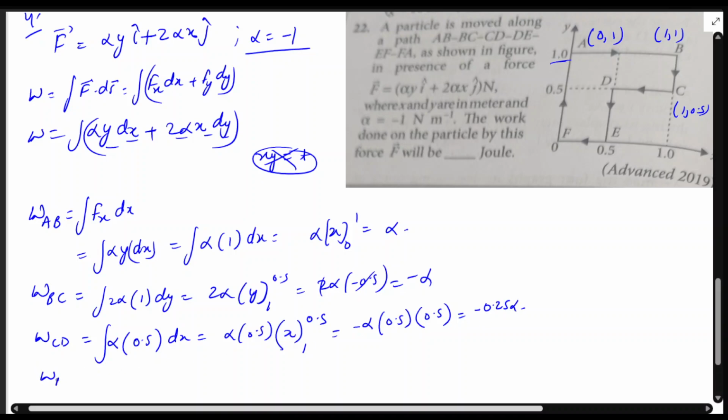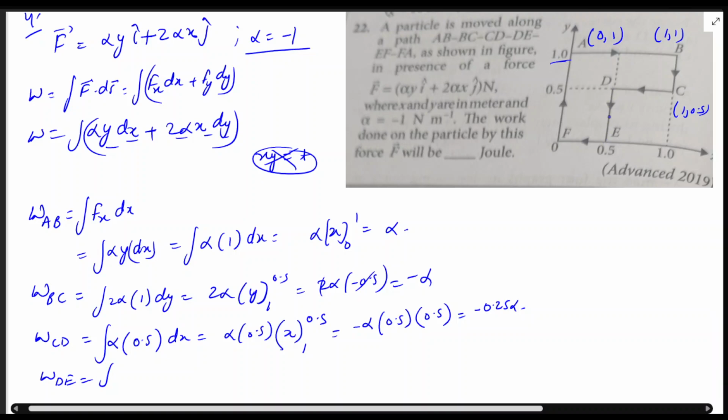Next, work done by DE. So again, dy is in the y direction. The change in x component, dx, is 0, right? So dx is 0. We're left with 2 alpha and x is 0.5 into dy. So this will get cancelled. So it will be alpha into y, and y will go from 0.5 to 0, right? So 0.5 to 0. So we'll have minus 0.5 alpha.